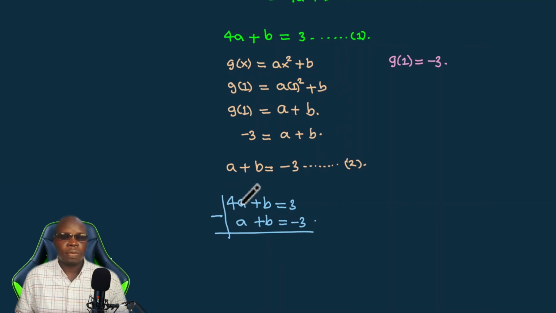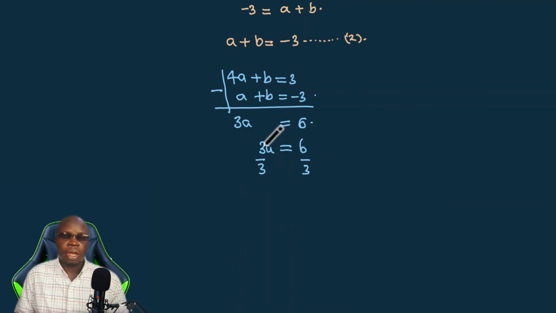And we see 4a minus a, we get 3a. And b minus b, we just get 0. So ignore the 0 and just go to the right-hand side where we have 3 minus negative 3. So negative and negative will go to positive, and they'll add themselves to 6. And 6 divided by 3, so we will cancel this, and the value of a is 2.